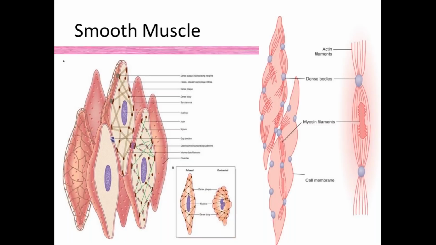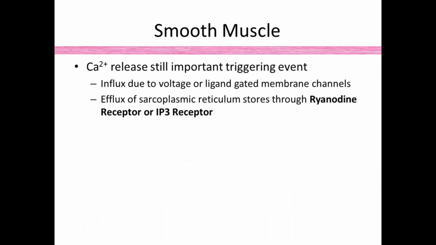So the dense body is kind of like the Z line. It's providing an anchorage from where the actin filaments project, so that as contraction takes place, you'll have two dense bodies coming closer together. And they're also attached to the external part of the cell. So they'll be attached to the cell membrane, so that as the actin moves closer, the entire cell is being pulled to contraction as well.